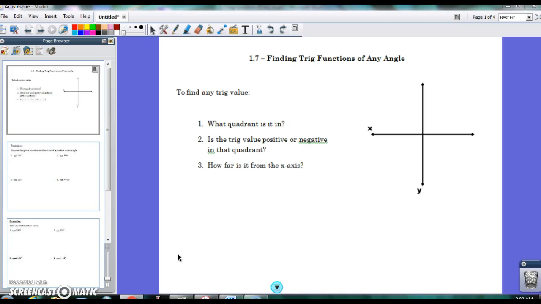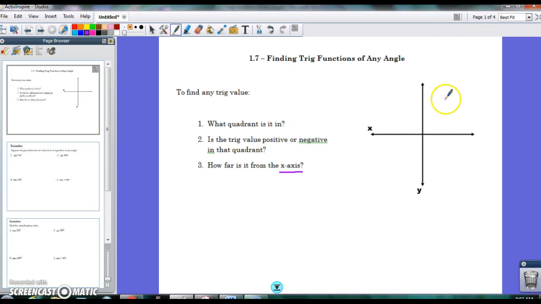So here's the idea. We can find any trig value of any function simply by asking ourselves the three questions that you see on the screen. The first question will be, what quadrant is the angle in? Meaning, what quadrant does this terminal side end in? That tells you the quadrant the angle is in. We talked about that before. Is the trig value positive or negative in that quadrant? And then how far is it from the x-axis? And this right here is the most important part. I'm going to explain all this. We'll go through some examples so you can understand what I mean. But first, let's just do a quick review.